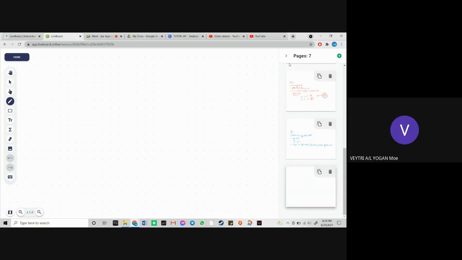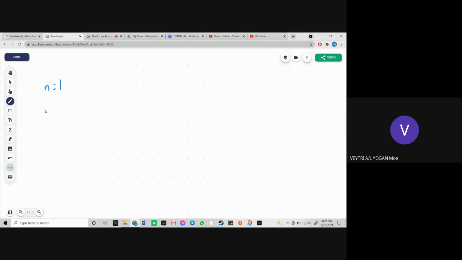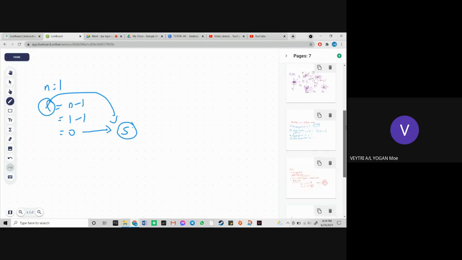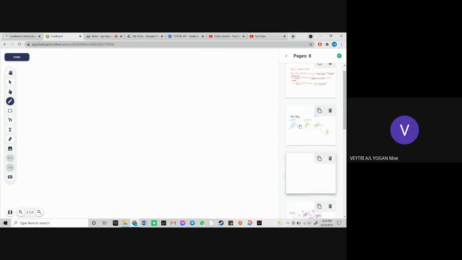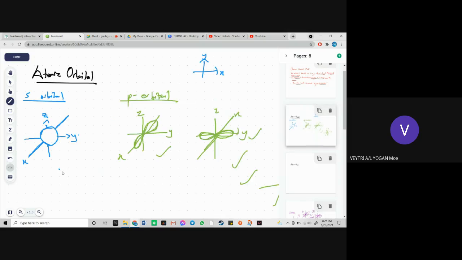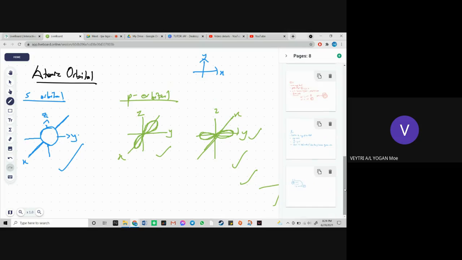Now let's say N equals 1. What will L be? L will be N minus 1. So 1 minus 1 equals what? Zero. The moment L equals zero, your subshell will be S, because L indicates shape. So it will be the S orbital shape. What is the S orbital shape? We learned it here, the S orbital shape is this one. Alright? Now back to here.